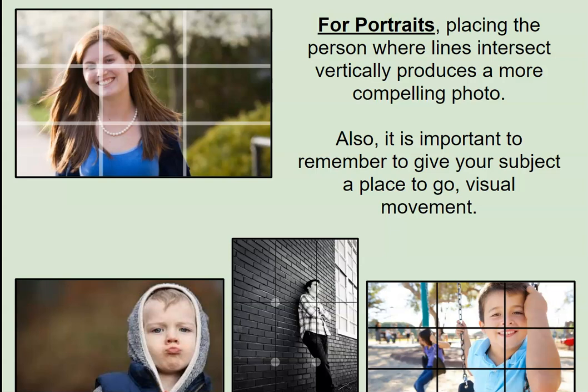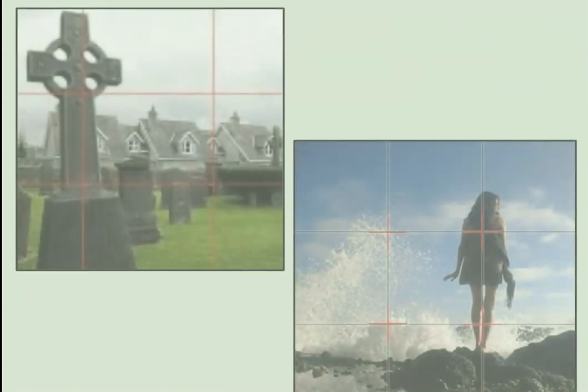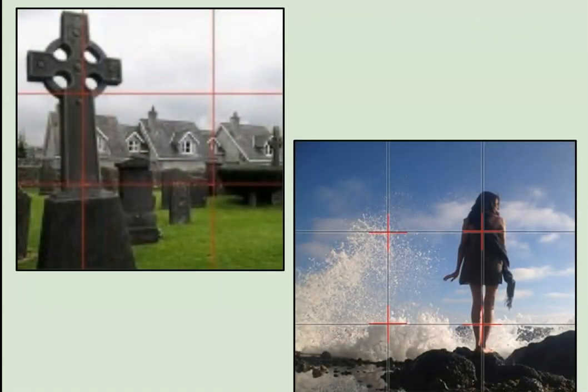For portraits, place the person where the lines intersect vertically, introducing a more compelling photo. Also, it's important to remember to give your subject a place to go, visual movement. As we discussed before, you don't want your subject walking out of the picture. Here are a few other pictures dealing with the rule of thirds and placing your subjects along the lines or along the intersections.